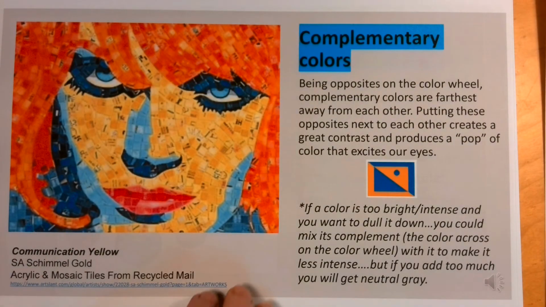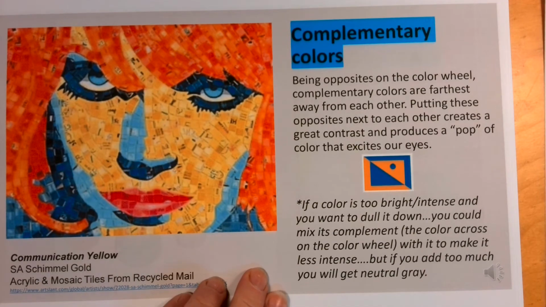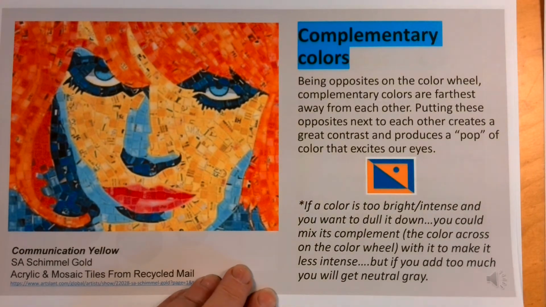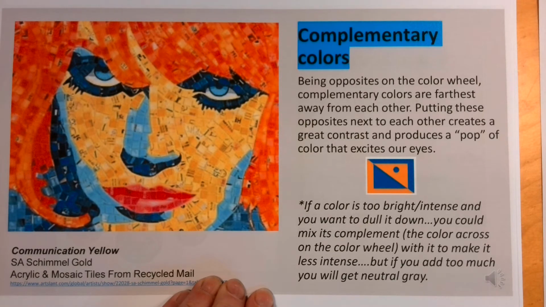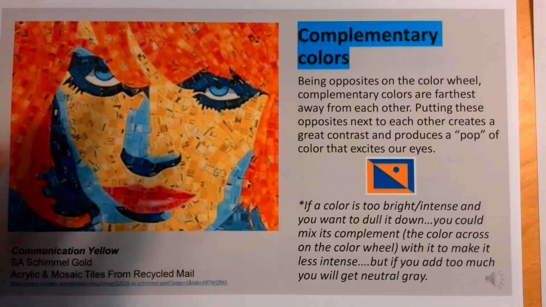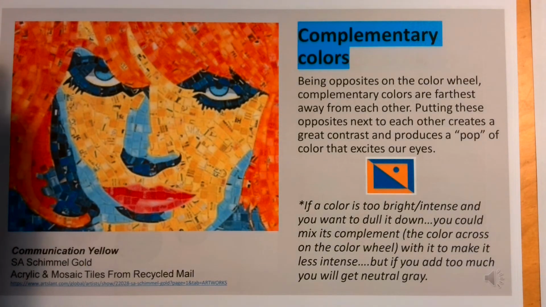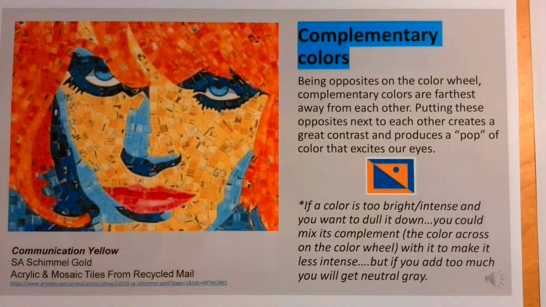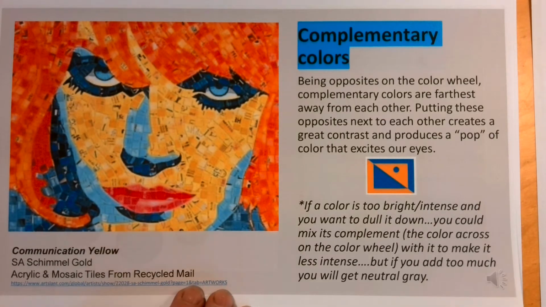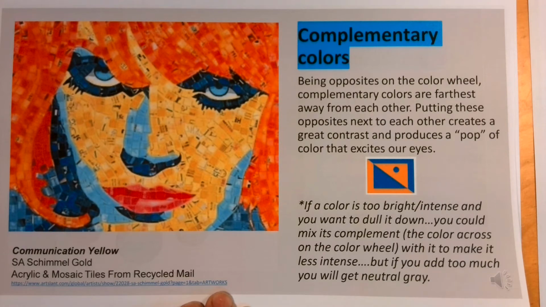So complementary colors being opposites on the color wheel, they are the farthest away from each other. Putting these opposites next to each other creates a great contrast and produces a pop of color that excites our eyes. So here we're looking at a piece of work where somebody is using acrylic mosaic tiles, and we're seeing blues and oranges and light blue, dark blue. We see a yellow orange in here, different values of red, orange, and orange. And the two next to each other really pop against each other.